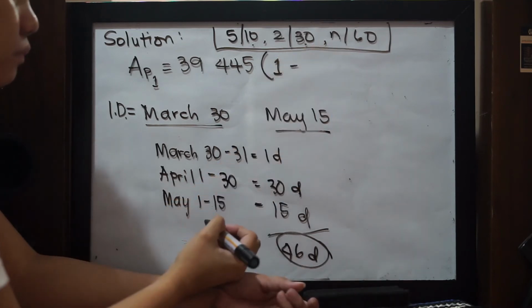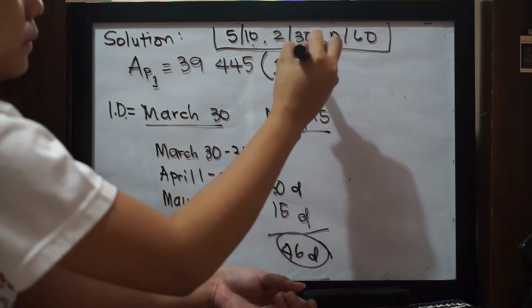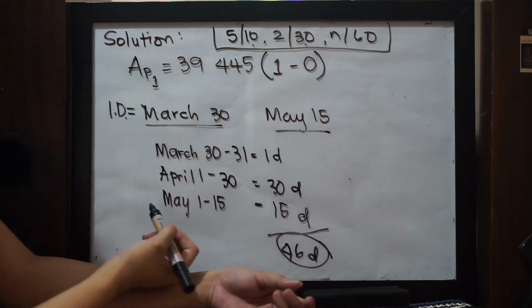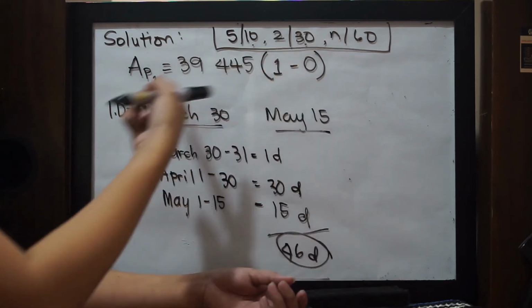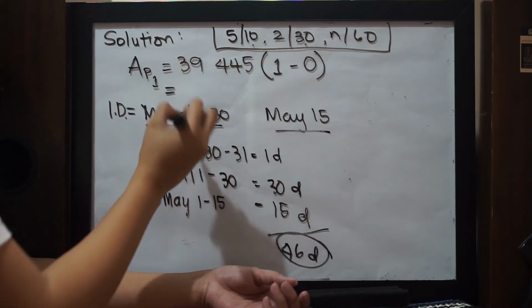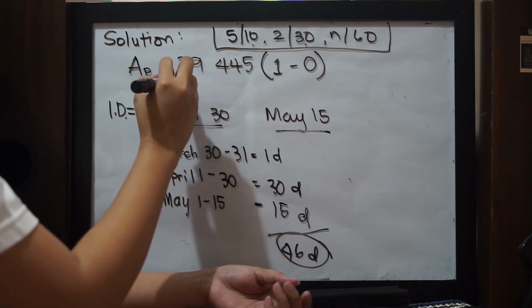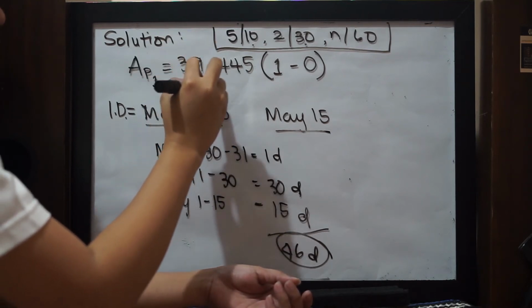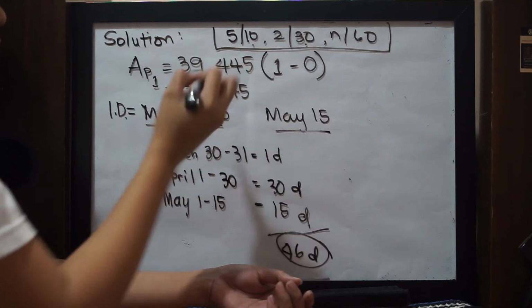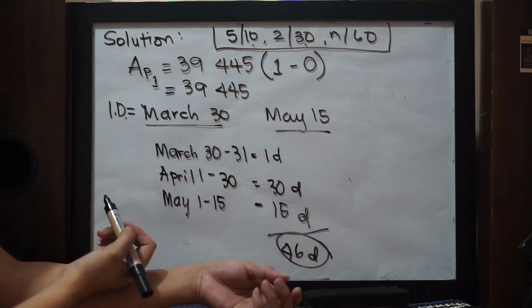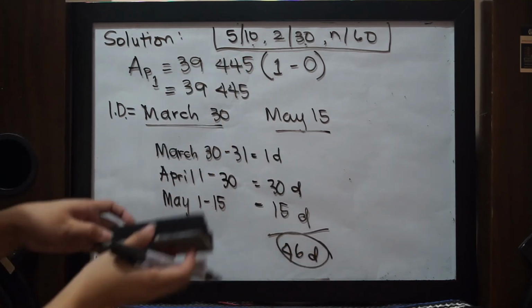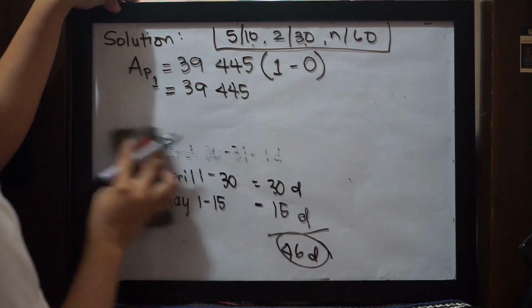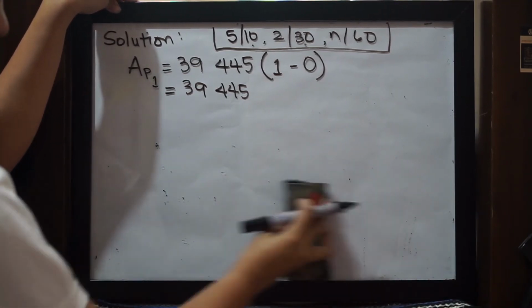So, ibig sabihin, we have 0 discount rate. So, simplifying the whole equation, we will come up with 39,445 as the amount payable sub 1. So, let's now proceed with the second invoice.